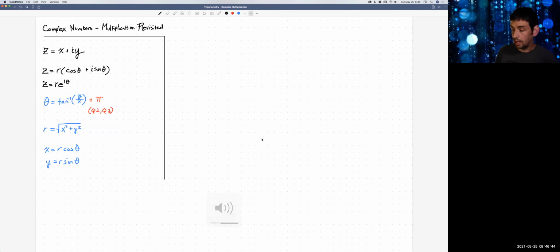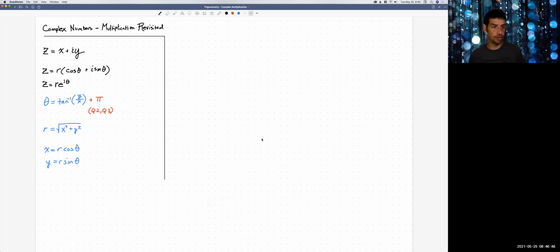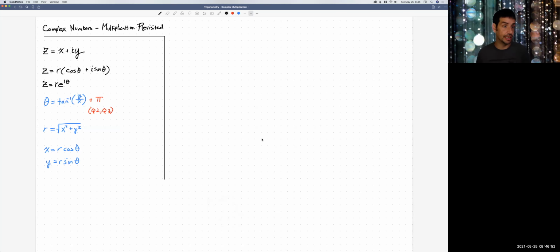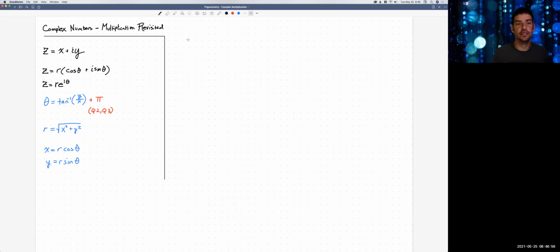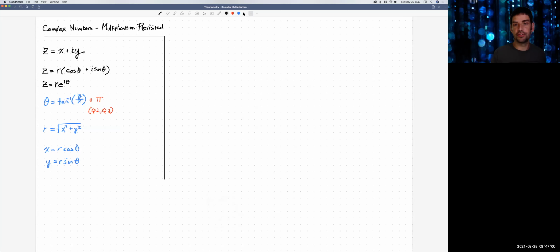Hey everybody. So we're going to continue talking about complex numbers, and as you can see, we're going to take a look at multiplication again. We did it early on, but we've added a few things, right? So we started with our definition of complex numbers, right?